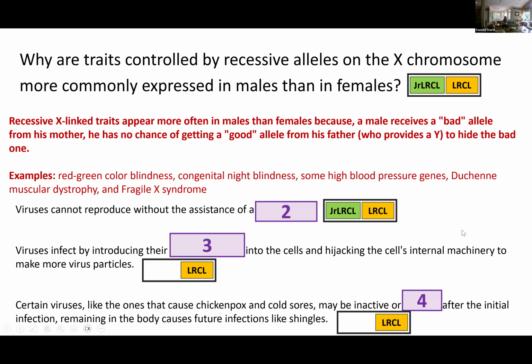Can a virus reproduce on a surface? No, it needs a host, right? Viruses infect by introducing their genetic material.